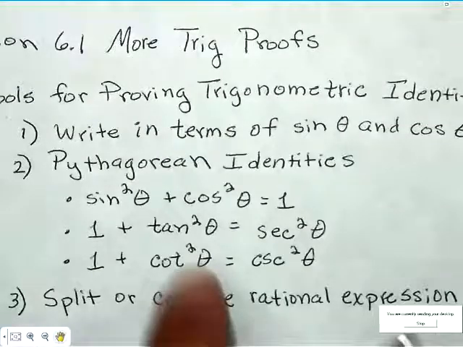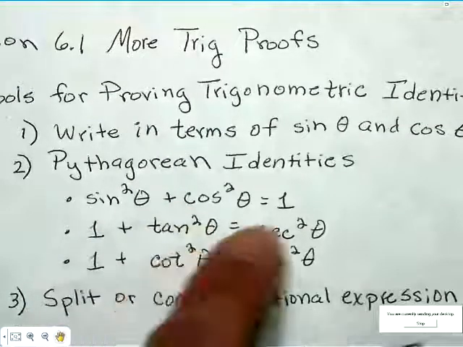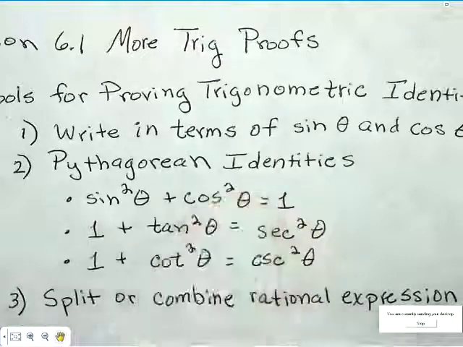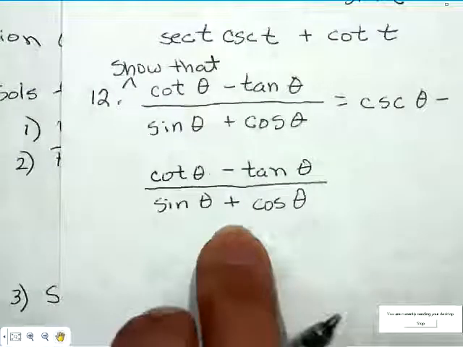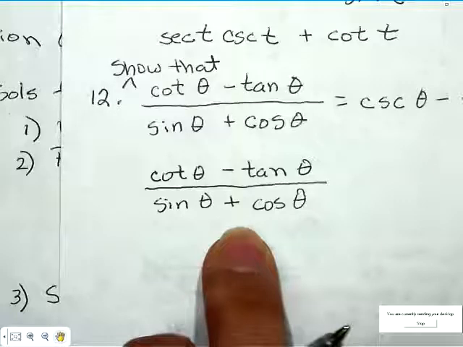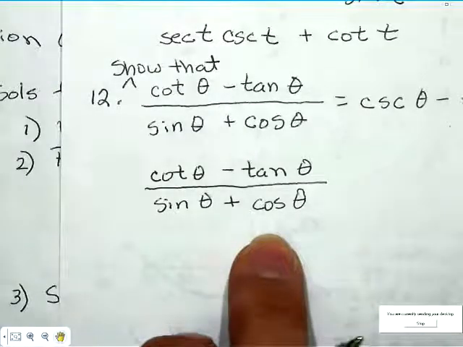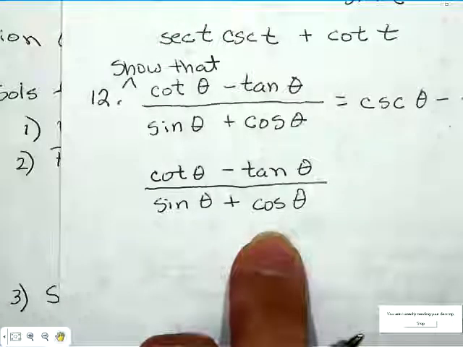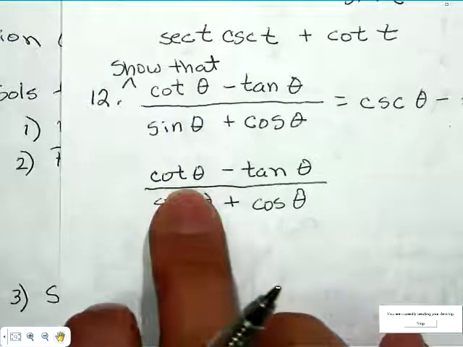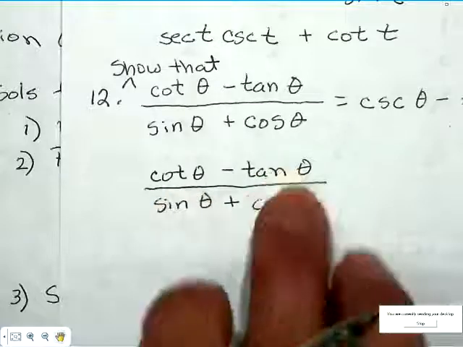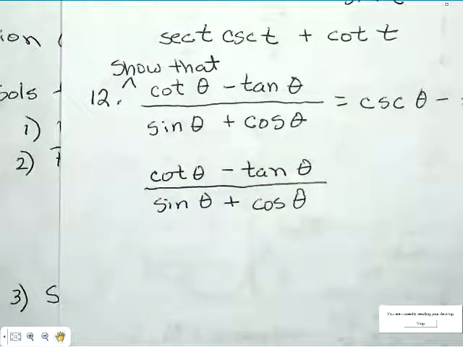Yeah, there are no squares hanging around, which makes me think it's not this tool. It is a rational expression, so we could split it. I just don't know where we'd go after that if we split it. So I'm thinking I don't have any good ideas other than writing cotangent as cosine over sine and tangent as sine over cosine. I don't know where that will take me, but I just can't think of anything else to try.